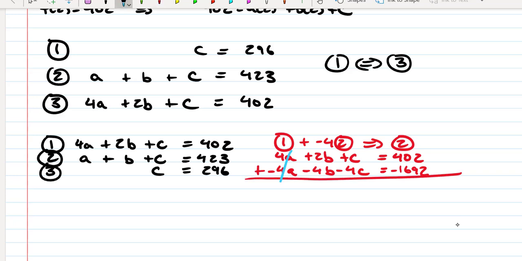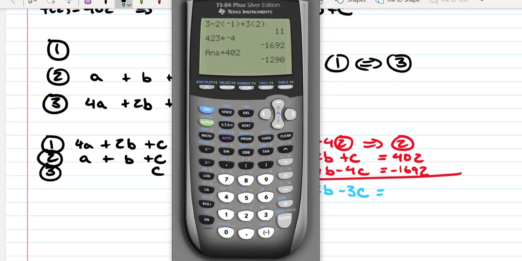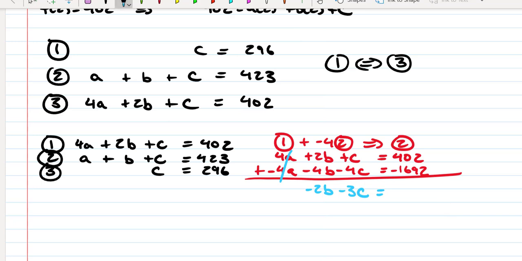My a's eliminate. 2b plus -4b is -2b. c plus -4c is -3c is equal to this plus 402 is going to give me -1290. And that is going to be my new equation 2.